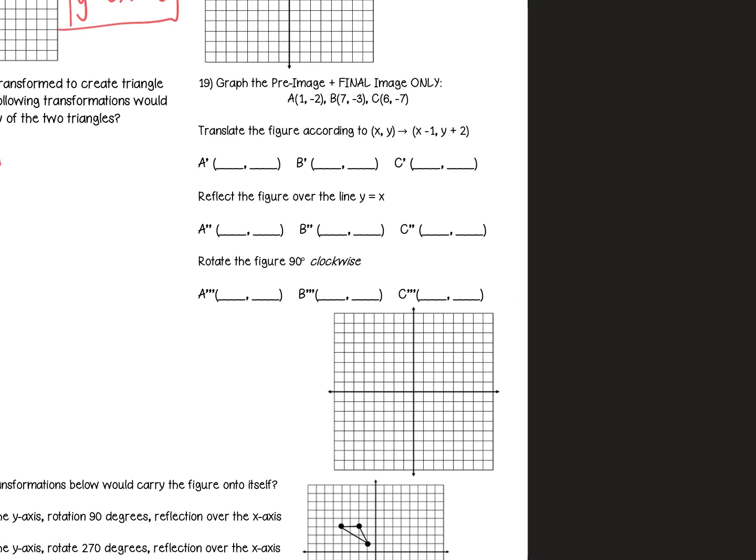For 19, we're going to start by graphing the pre-image. Once that's done, we're going to start using our rules. So it says translate the figure. So we're going to subtract 1 from each x and add 2 to each y. So for A prime, I'm going to get 0, 0. For B prime, I'm going to get 6, -1. And for C prime, I'm going to get 5, -5. When I reflect over the line y equals x, I'm using the rule (y, x). So they're switching spots. So I still have 0, 0. Now I have -1, 6, and now I have -5, 5.